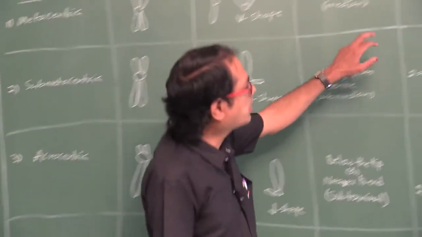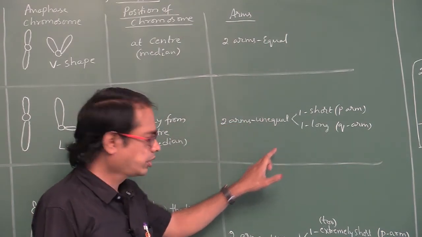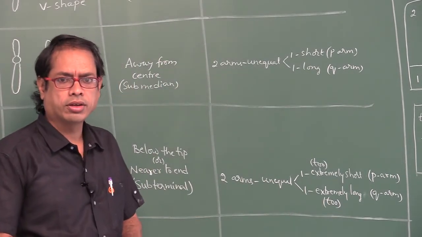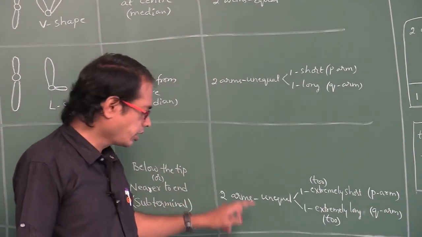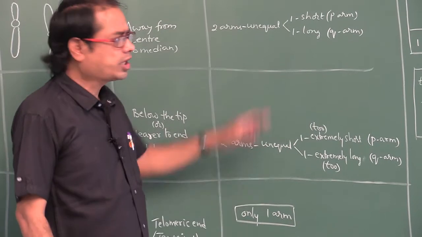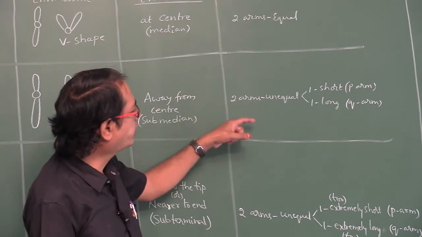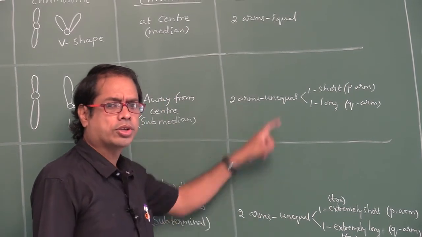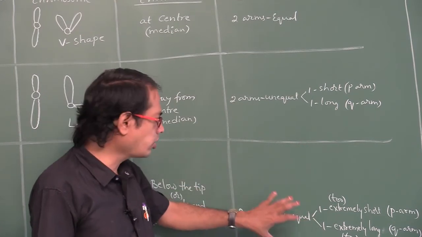Here how many arms are present? Two arms which are equal. Two arms which are unequal. Here also two arms which are unequal. Now the question: two arms are found in metacentric, submetacentric, acrocentric. In telocentric, only one arm is present. So the first three chromosomes have two arms. What is the difference between the second and third? Both have two unequal arms. Short arm, long arm means you have to write the second one. Extremely short, extremely long means you have to write the third one.